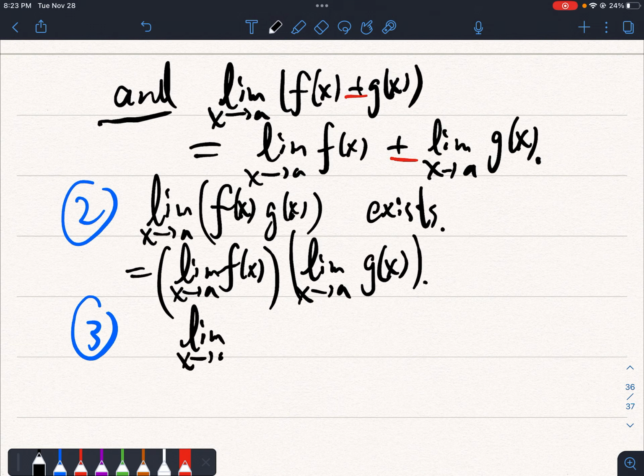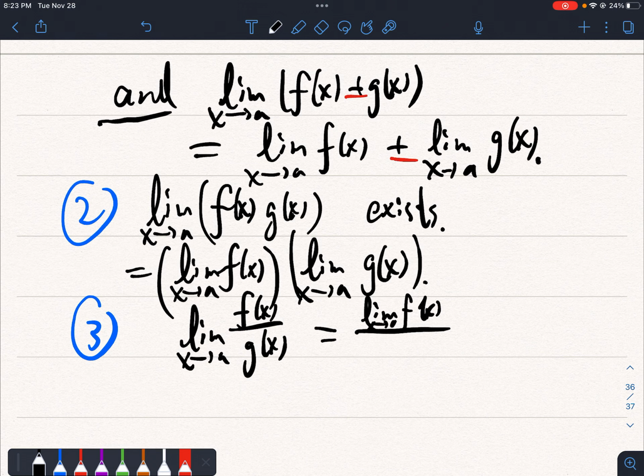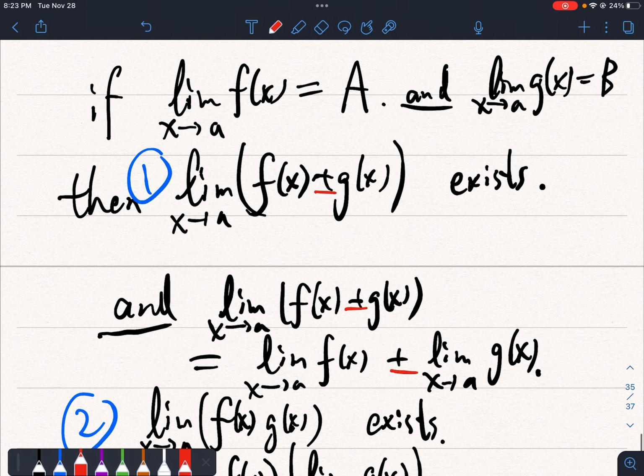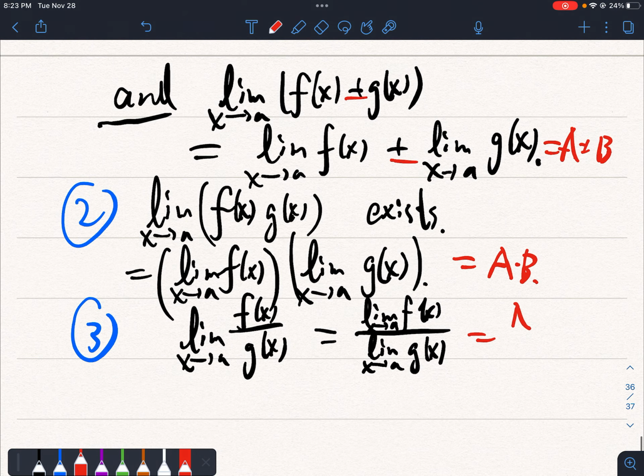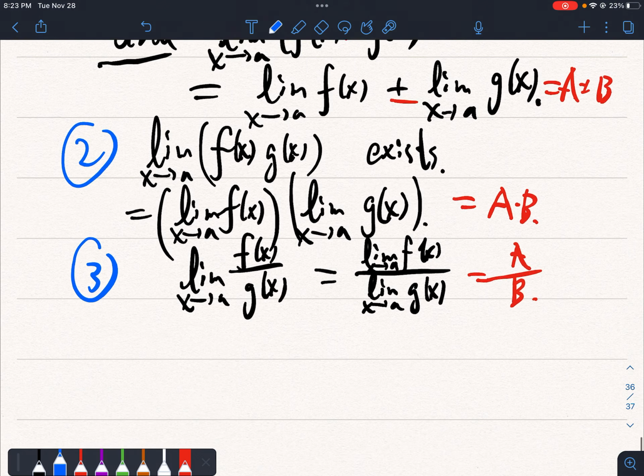And the third thing is that one might be interested in the quotient of them. In this case, if it exists, then it should be the limit of f of x over the limit of g of x, right? So it should be a over b. I mean, I should really plug in the values. So this is a times b, but it doesn't matter. So then this should be a over b. The point is that if this is true, then b has to be non-zero. It happens to be the case.